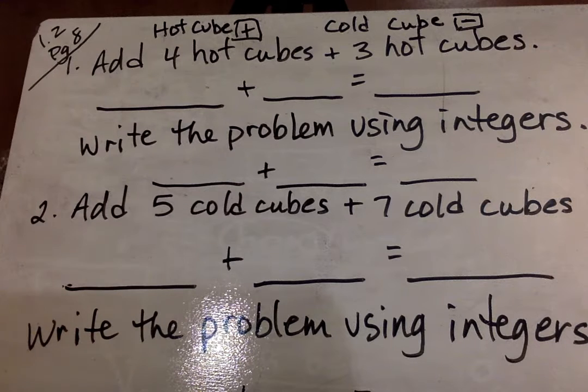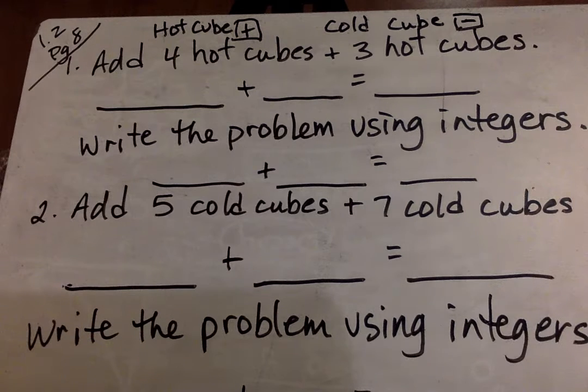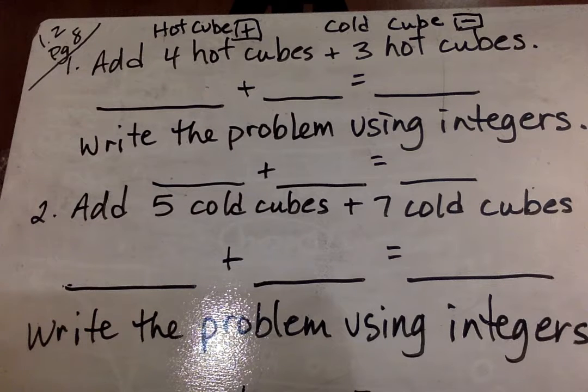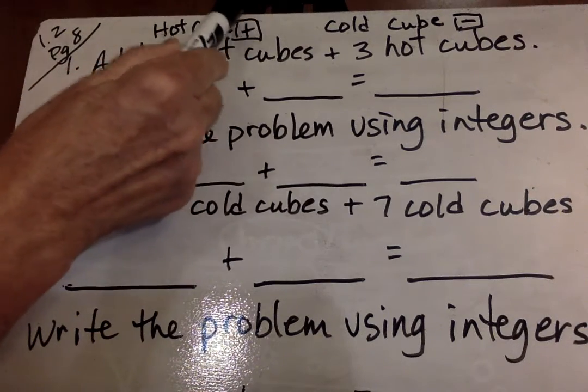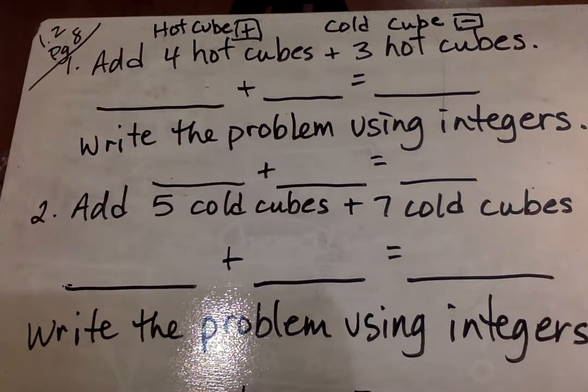Hello, students. Today we are going to be going over 1.2a and b. Right here we're going to do on page 8, and we're going to learn how to add integers with chips and circles and hot and cold cubes. So we're going to indicate a hot cube by a +1 or a plus little square, and a cold cube by a -1.